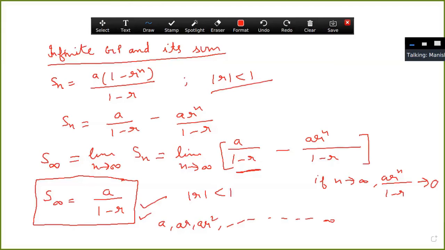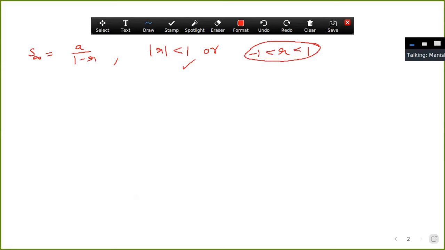Now we'll do a few questions based on this formula. Just write down this formula again. S infinity is equal to a upon 1 minus r, where mod of r is less than 1, or you can say r is less than 1 but greater than minus 1. Both have the same meaning.